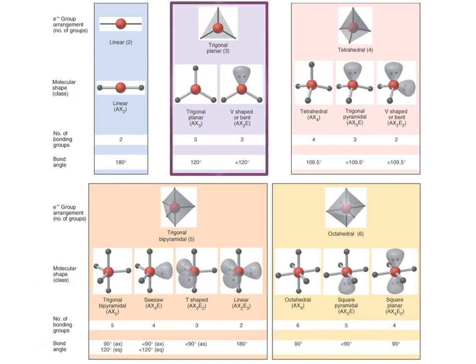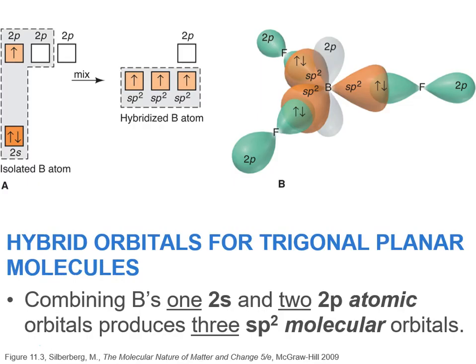So now let's go on and look at a molecule that has trigonal planar geometry. So let's look at boron. Boron has two electrons in its 2s orbital and one electron in its 2p. And remember, these are the valence electrons. We're not counting the core. What we're going to do here is a different kind of mixing. We're going to mix one s, and we're going to take two of the 2p's. So one 2s, two 2p's.